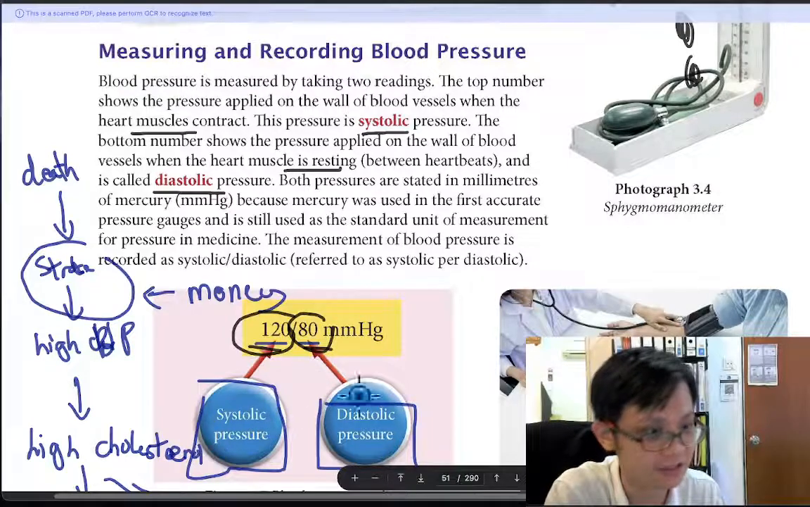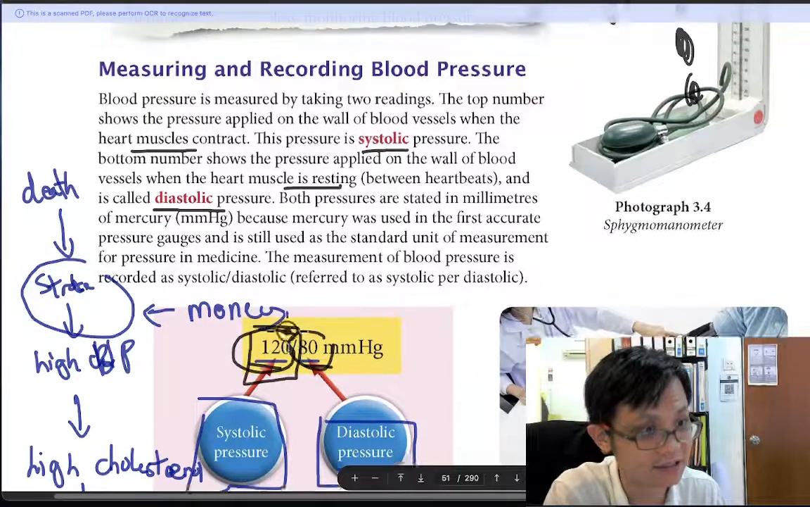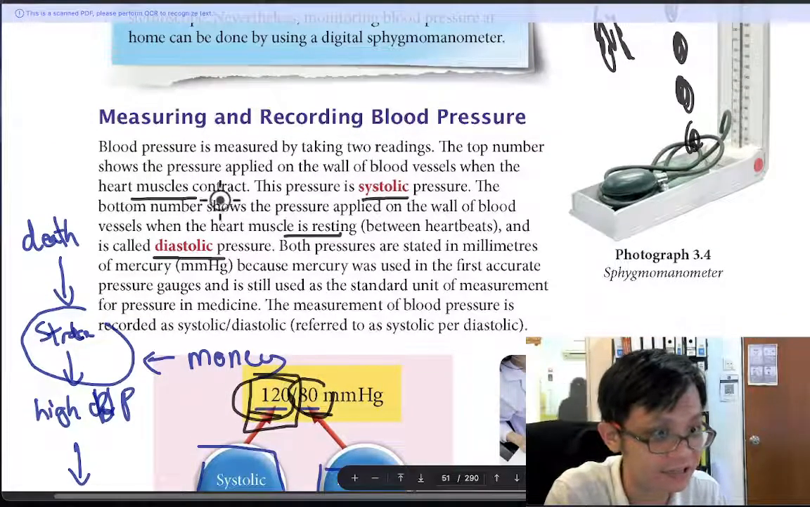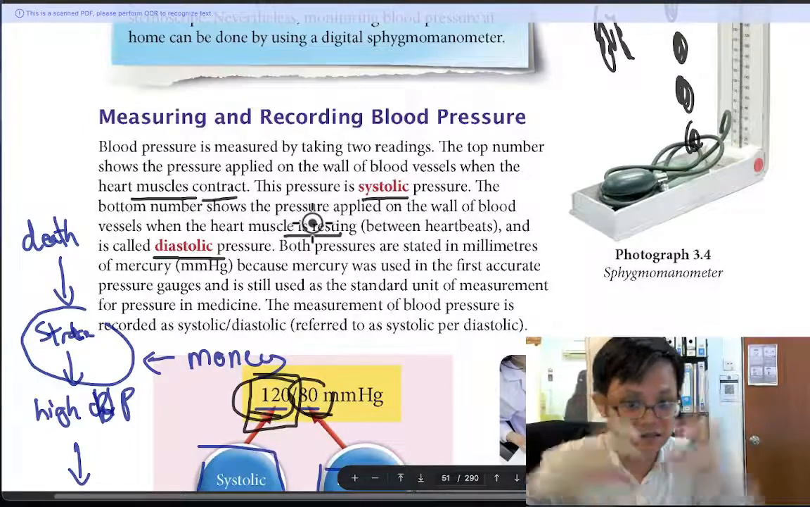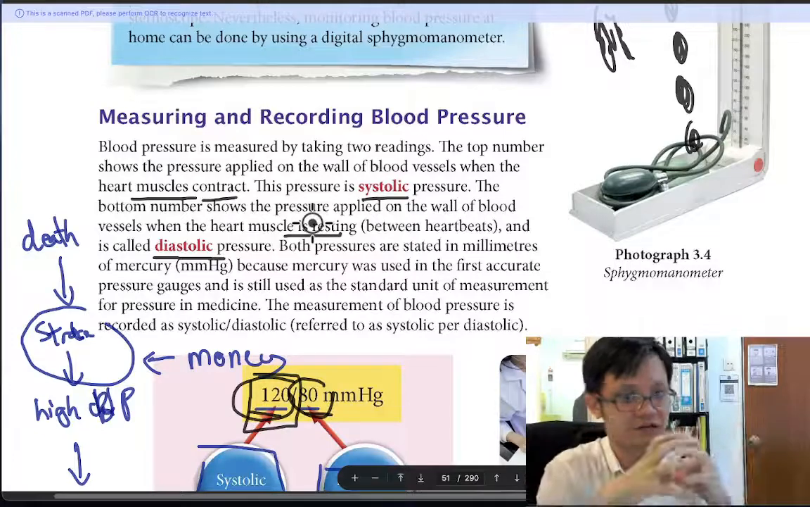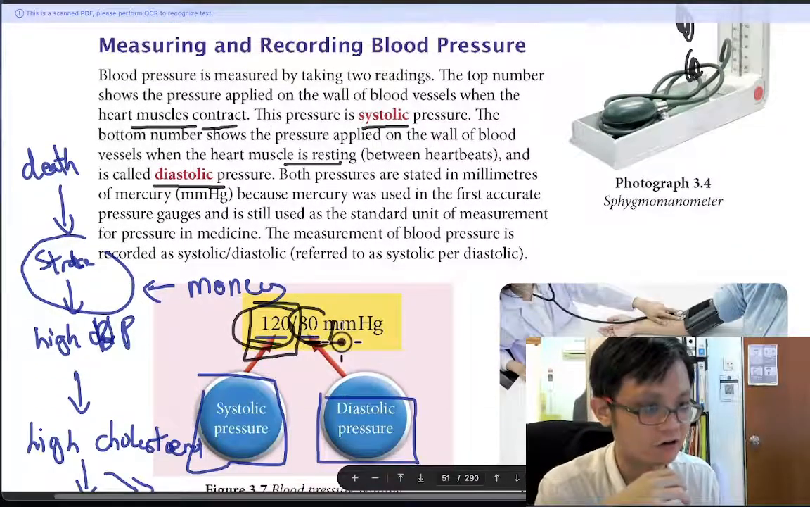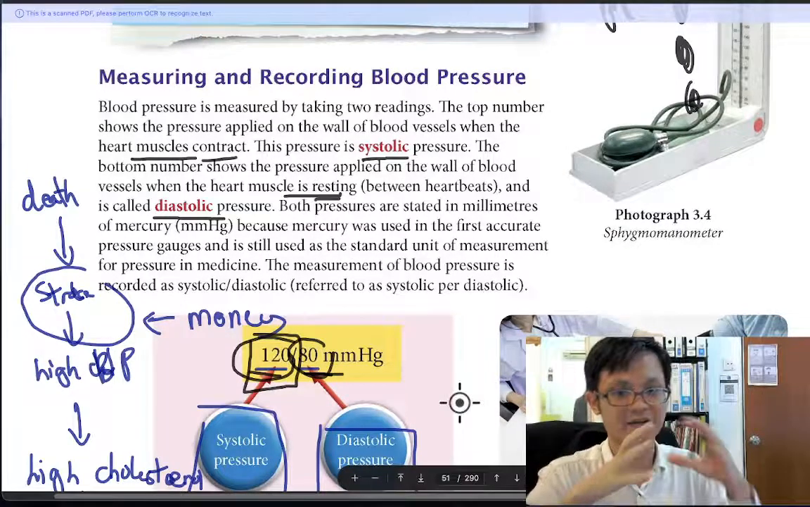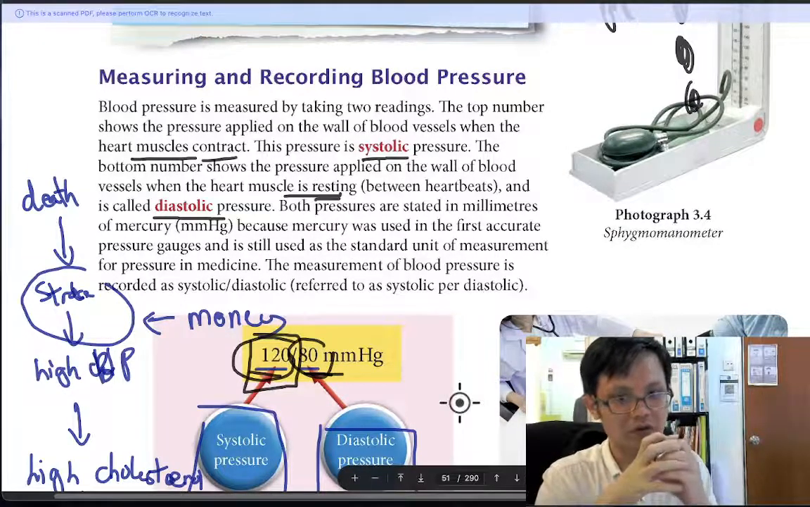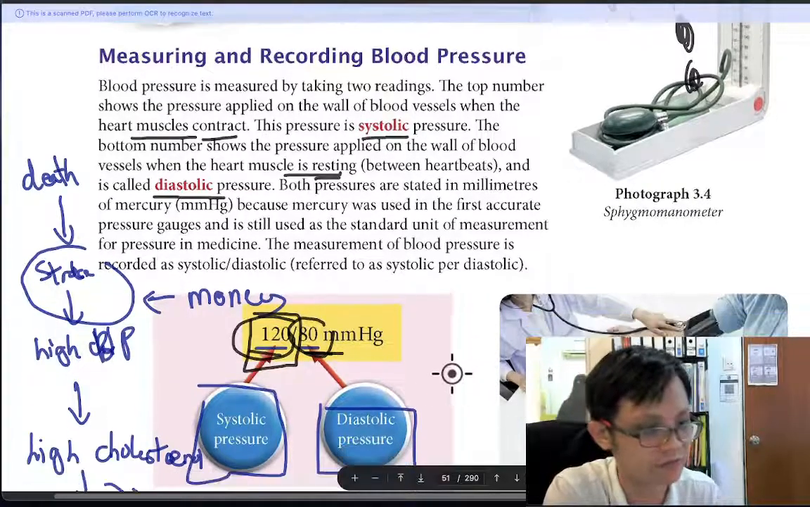Okay, systolic pressure and diastolic. So you need to know lah. Systolic will be higher. Why is it higher? Systolic pressure is when the muscle contracts, when your heart presses together. Look, press together. The other one will be lower, because your heart is resting. Rest, pull, rest, pull, rest. Okay, so you have two blood pressures.